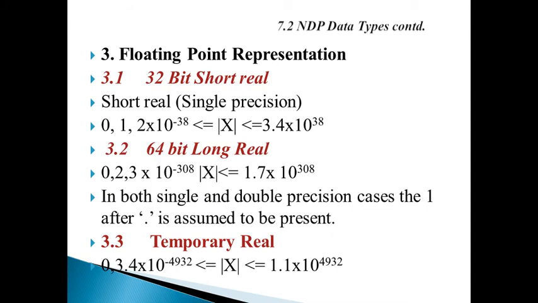Floating point representation. This is the highly used data type in the NDP, and having the maximum use, and for the same purpose the NDP was designed. The first type in floating point is the 32-bit short real. In this case, it gives single precision, and here we are using the format that can represent numbers from 1.2 into 10 raised to minus 38 to 3.5 into 10 raised to 38. We will see examples regarding this, how to represent these numbers, in a separate video lecture.